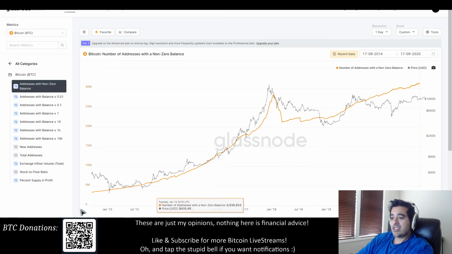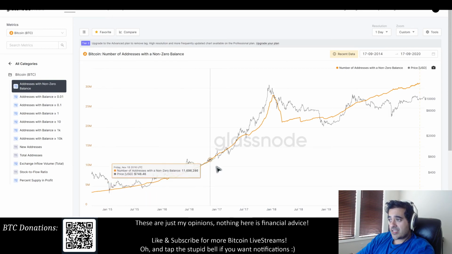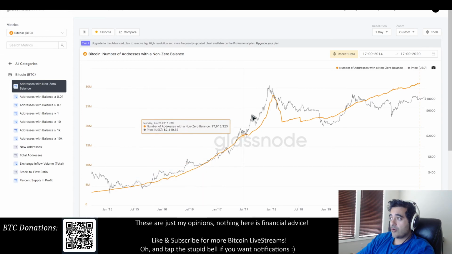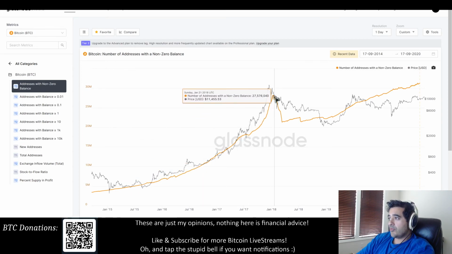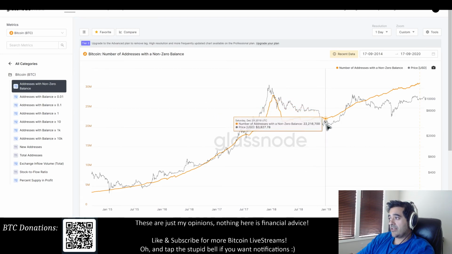What we can see is from 2015 on, as the number of addresses increased, the price increased with it. There was a pretty high correlation to that. When we went into 2018, the number of addresses dropped and the Bitcoin price dropped. We actually dropped below the number of active addresses for a period of time. As the active addresses started going up, the price went up again.